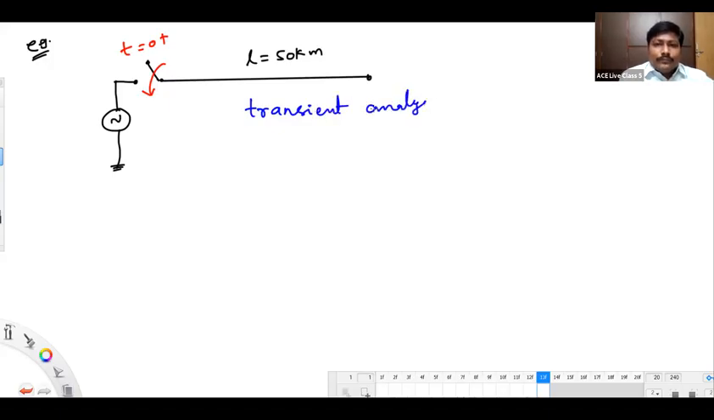Listen, while you are doing transient analysis, which model should you take for line representation? Distributed model we should consider. Please kindly listen to my words. 50 kilometers length of line. We are doing transient analysis. The line is going to be represented in the distributed model.